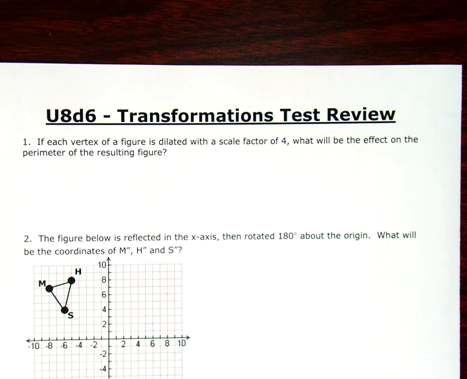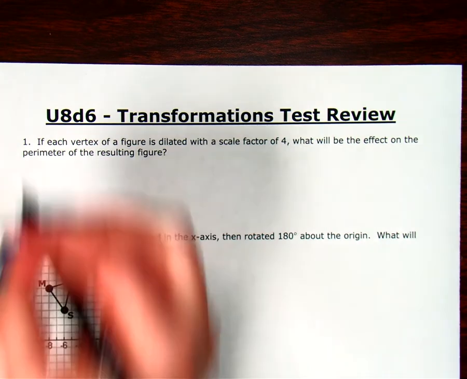Number 1, if each vertex of a figure is dilated with a scale factor of 4, what will be the effect on the perimeter of the resulting figure? What's great about perimeter is that the scale factor matches with the perimeter as it does with the sides. So when you have a scale factor of 4, all your sides increase by a factor of 4. The same thing happens with your perimeter. It's going to increase by a factor of 4.